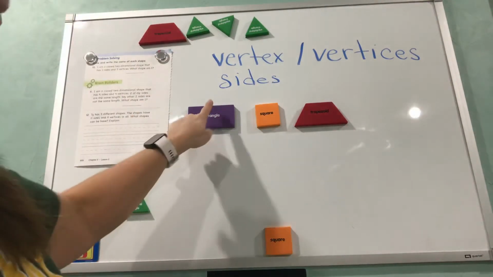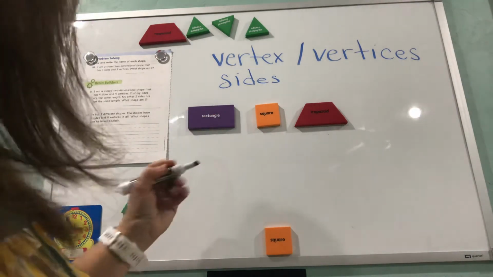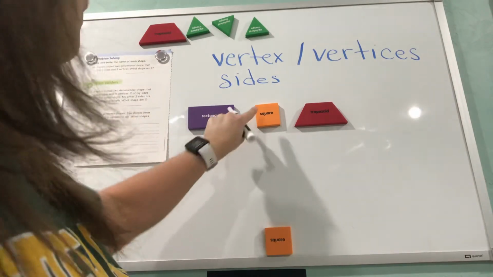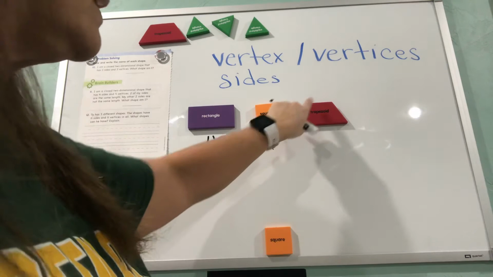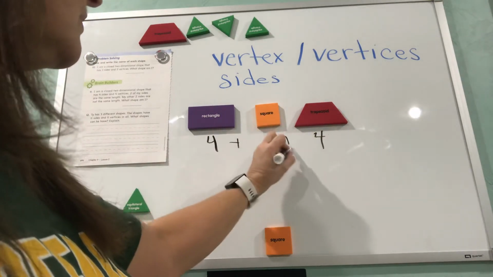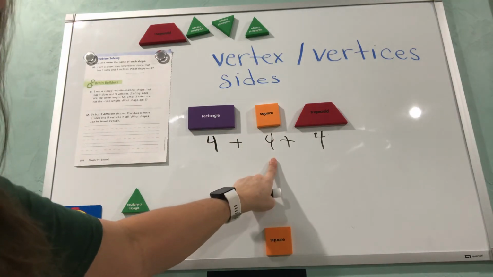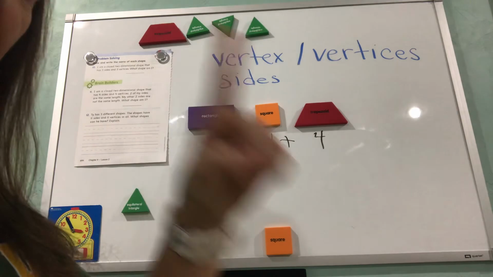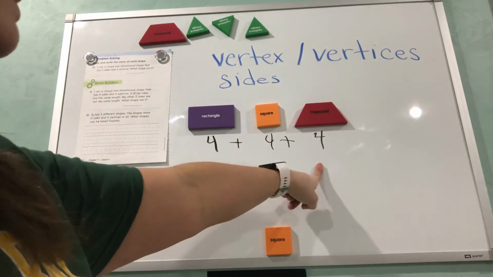Well, let's see. 1, 2, 3, 4 sides. 1, 2, 3, 4 sides. 1, 2, 3, 4 sides. Well, 4 and 4 is 8. 8 and 4 more, 8, 9, 10, 11, 12. Well, he can only have 11, so that's not going to work.